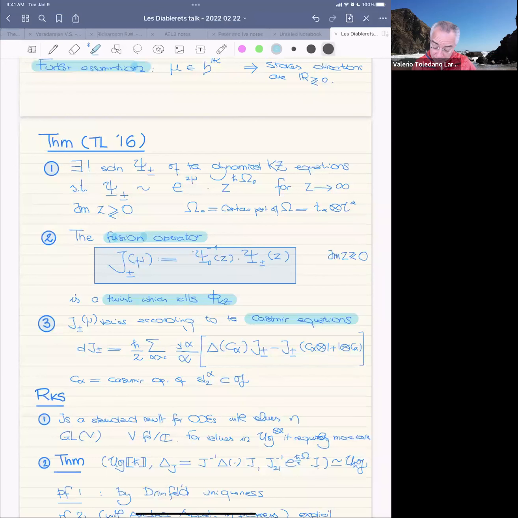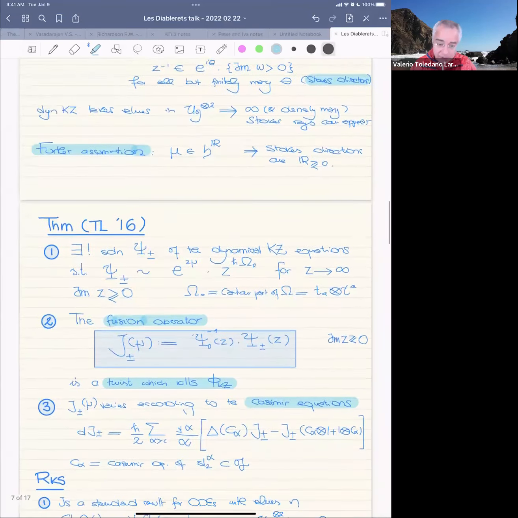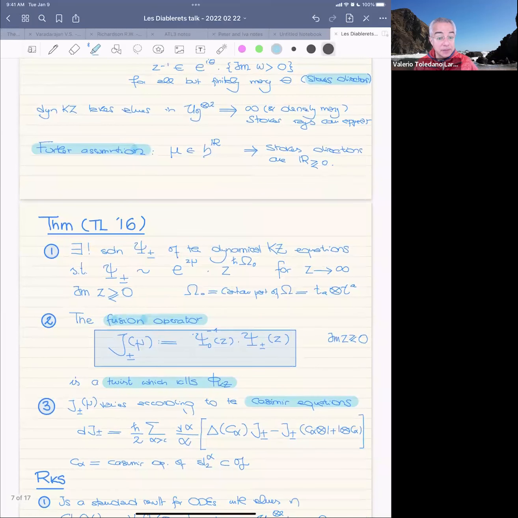Okay, so if you believe this, then you see that by starting from the KZ equations, or rather their dynamical versions, in merely 2 points, you construct an object which actually gives you a twist, or equivalently a tensor functor from this Drinfeld category to vector spaces.